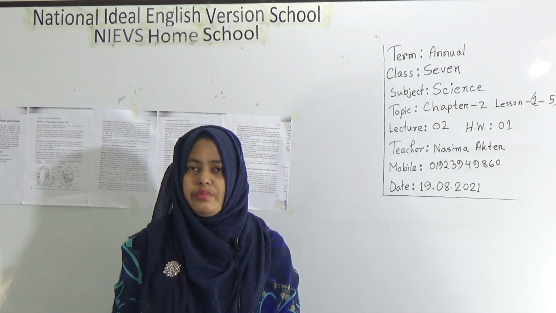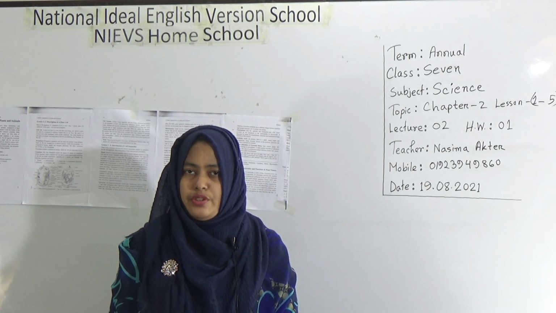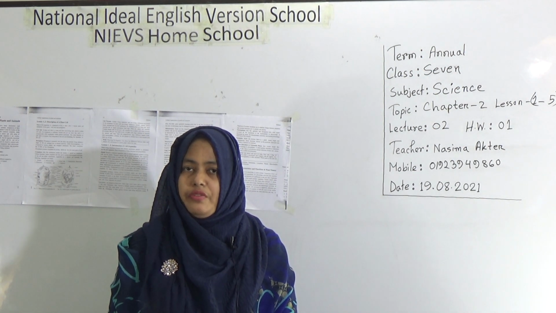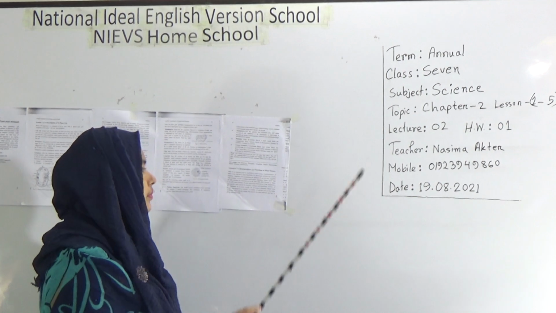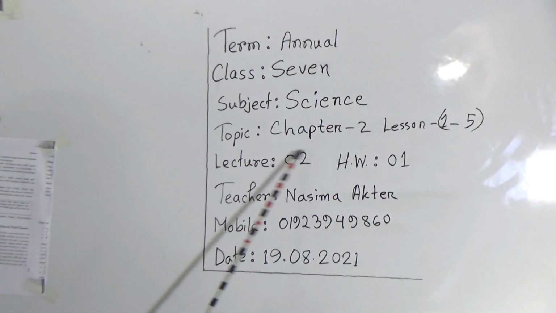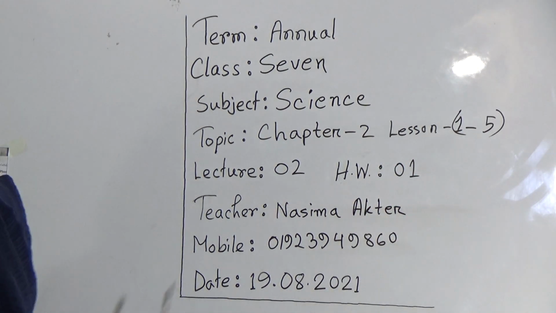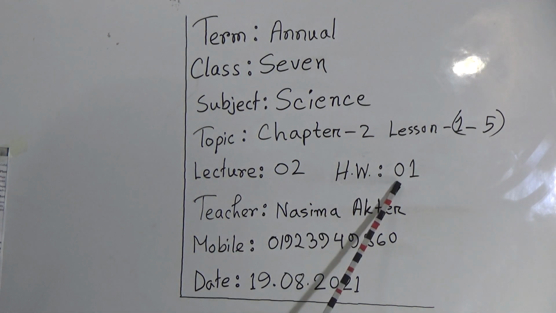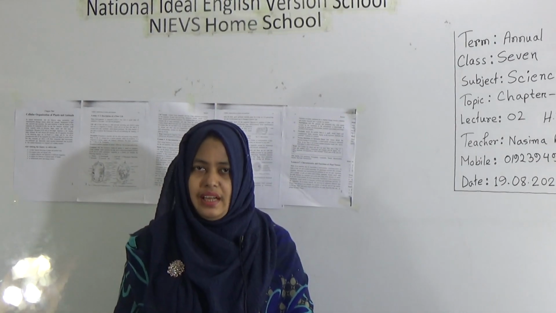Dear students, today I am going to take a science class for class 7 students. Our today's topic is chapter 2. Today we will read lesson 1 to 5 of this chapter. This is lecture number 2, and our today's homework is number 1. So dear students, let's begin the class.